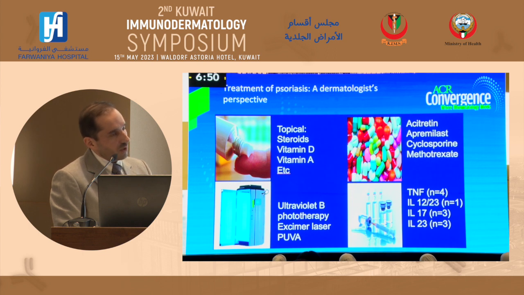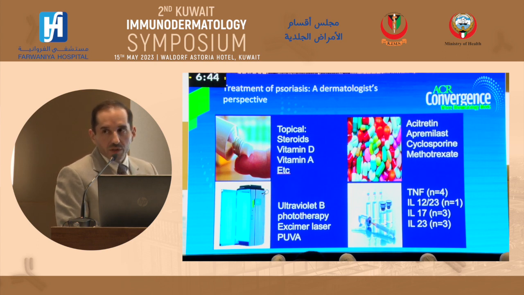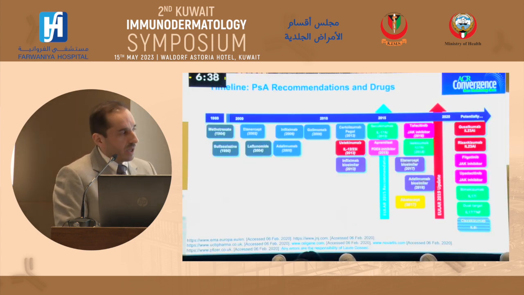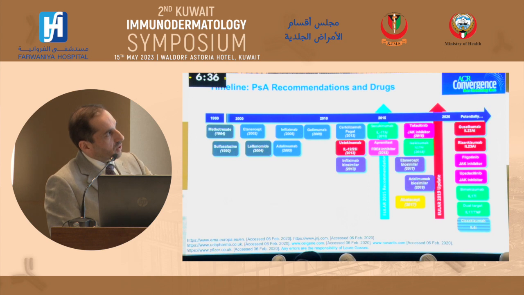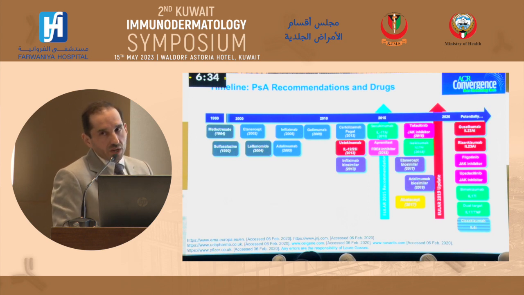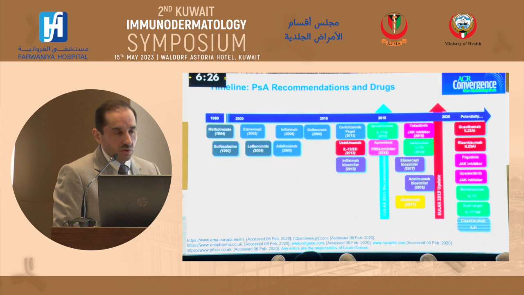We have the interleukin-12/23 inhibitor Stelara. We have the 2 interleukin-17 inhibitors, Cosentyx and Taltz. And we also have the 2 interleukin-23 inhibitors. The most recent addition to our arsenal is the JAK inhibitor. This is just a graph showing you the drugs that have been approved over the last 20 years for psoriatic arthritis. You can see over the last 5 years, there's a lot of addition to our arsenal.